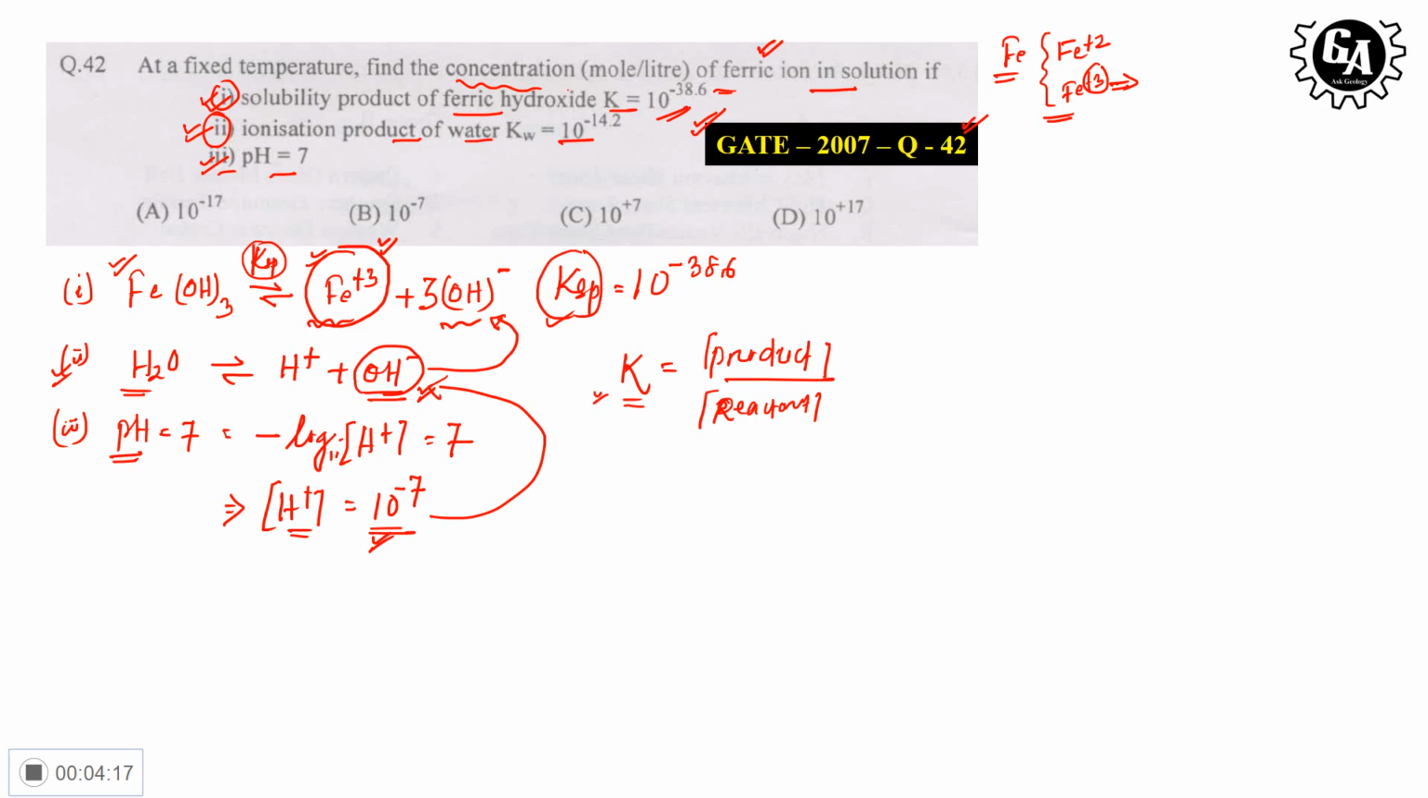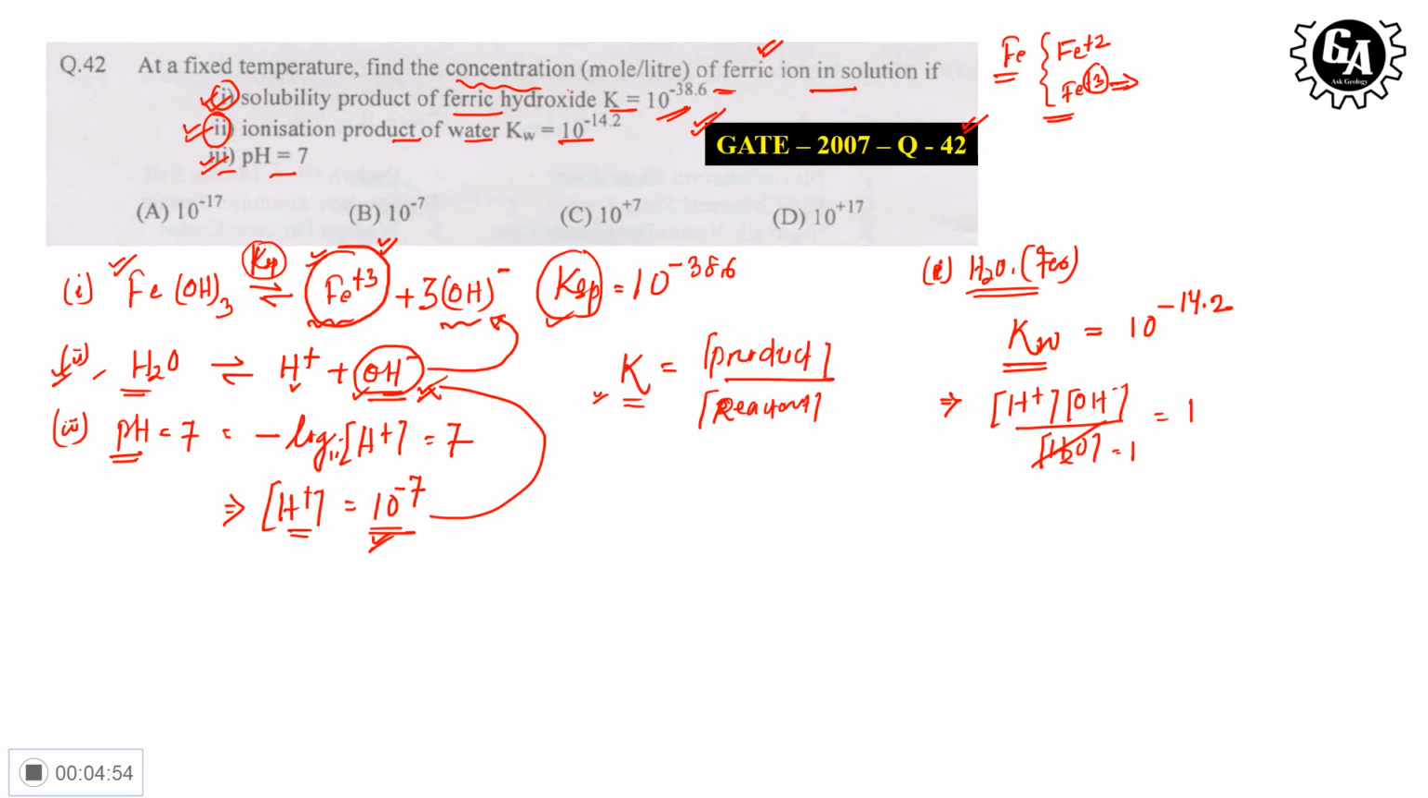Now first we have to calculate for H2O. What will be the dissociation constant? This Kw is given as 10 to the power minus 14.2. How do we calculate this Kw? You can see H plus and OH minus are the products, and H2O is the reactant. So Kw is the H plus concentration times the OH minus concentration divided by H2O. This H2O is a molecule, so its value is 1.